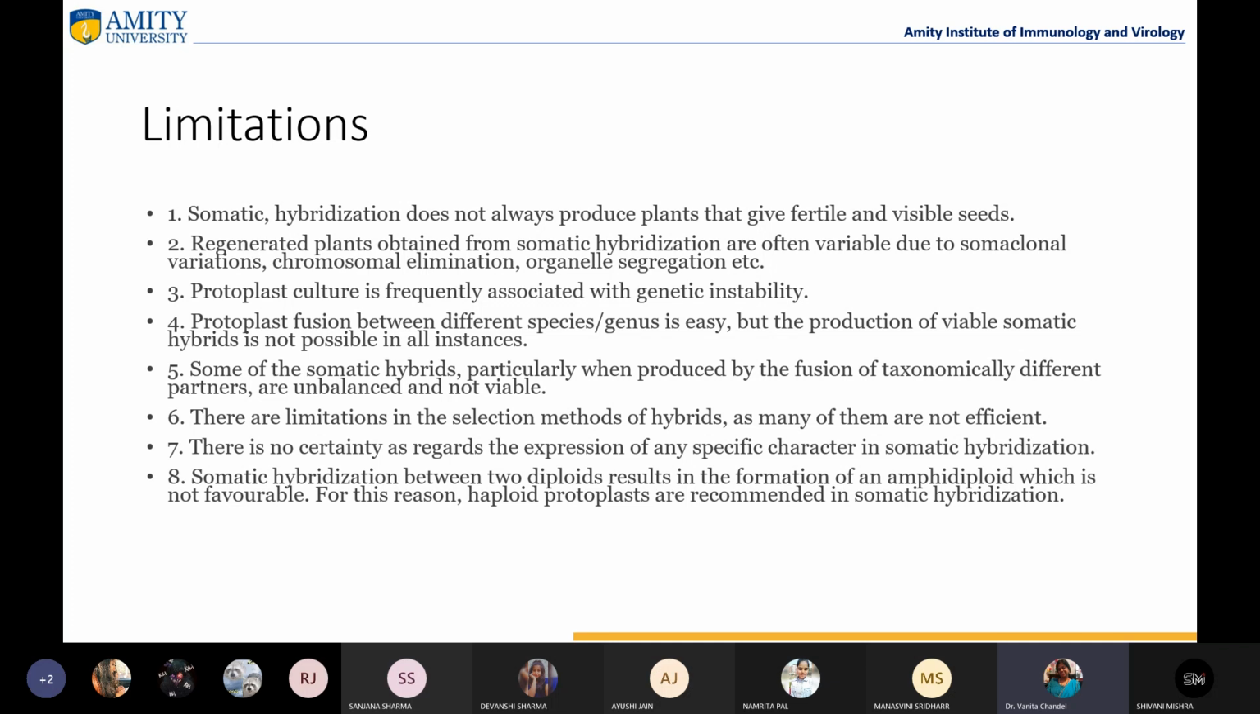So this is how, when we compare the conventional breeding methods to the transgenic ones, the transgenic ones seem to be more promising than the conventional methods of breeding, right? Okay, so this is all for today's lecture.